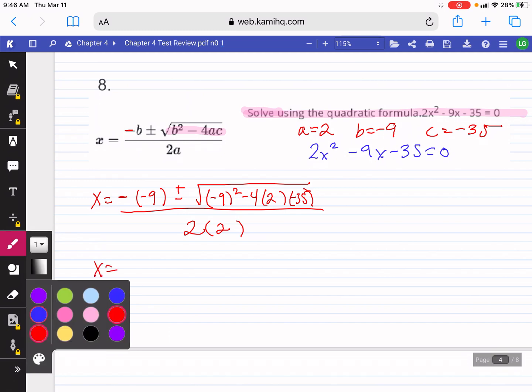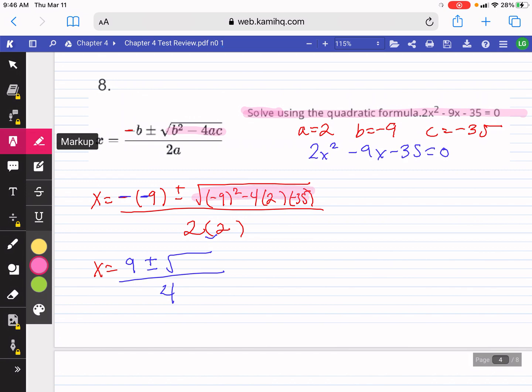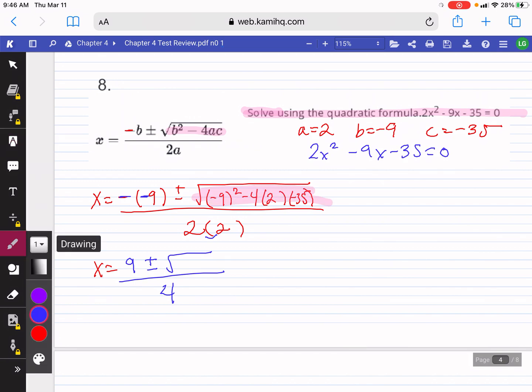And now I'm going to start simplifying this or making it smaller. Here, I have 2 negatives. Anytime you have 2 negatives, it becomes positive. I'm going to leave my square root empty for now. On the denominator, 2 times 2 is 4. And I'm actually going to work out my discriminant, the part under the square root, separately.